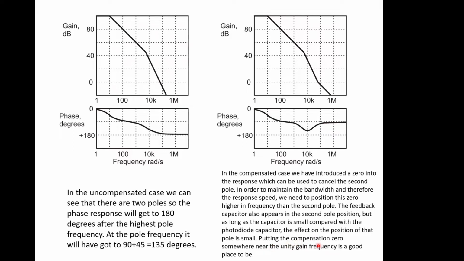Okay, so putting the compensation 0 somewhere near the unity gain frequency is probably a good place to be, and a bit later on I'll put up an example on the web page somewhere that allows you to calculate this in a bit more detail.